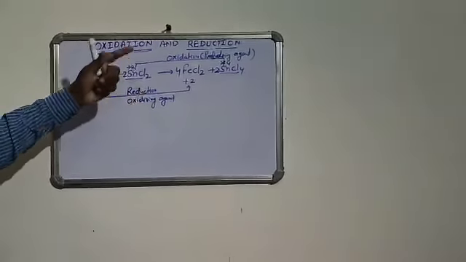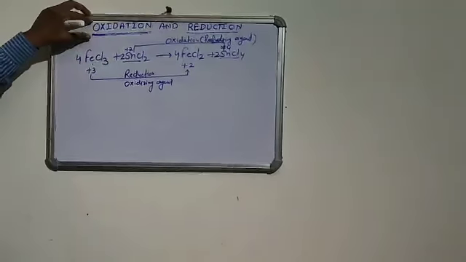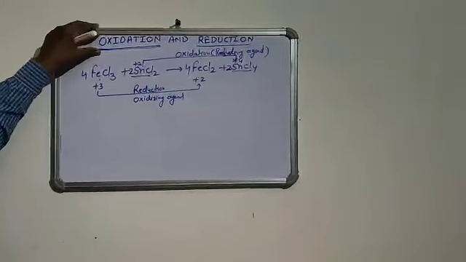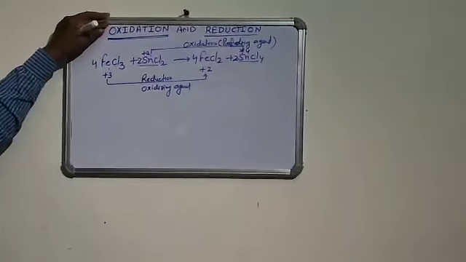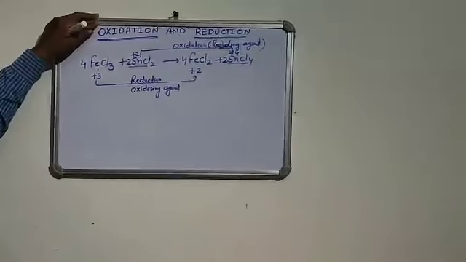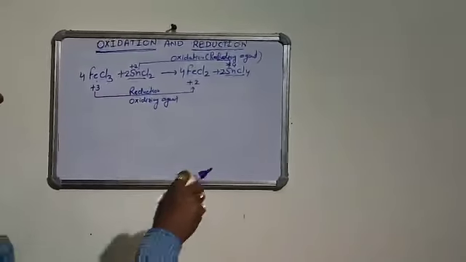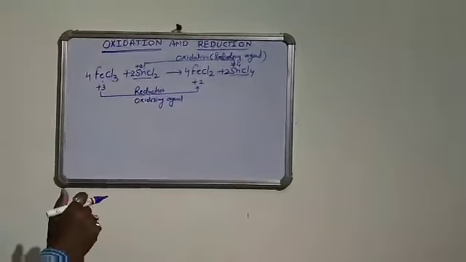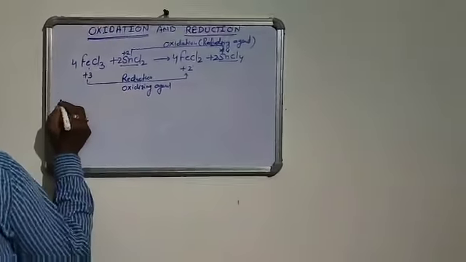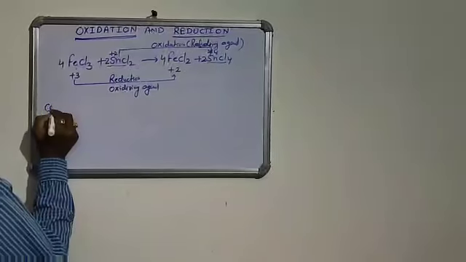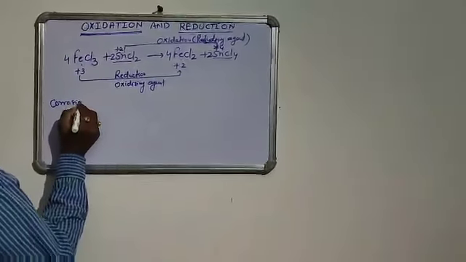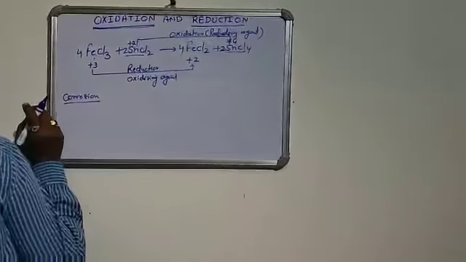And oxidizing and reducing agents, I repeat, those substances that can oxidize are called reducing agents, and those substances that can reduce are called oxidizing agents. Now we have to take some examples from daily life. Corrosion. Corrosion is the best example of oxidation and reduction.